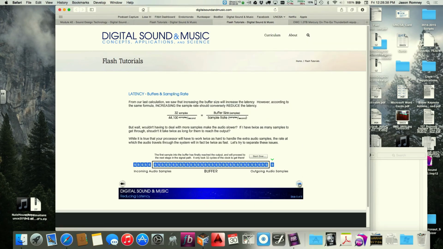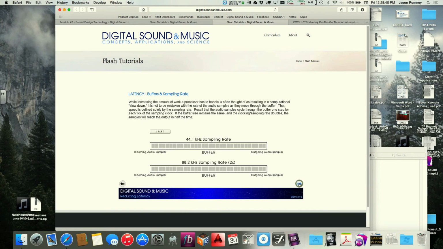But the interesting thing is, assuming you have the same size buffer, this is where I was getting at with the mixing console, you can reduce the latency by simply increasing the sampling rate, right? Then the math bears that out. If the buffer is static and the sampling rate goes up, the result is going to go down, okay? So we've just animated this, the same size buffer, but one running at 44.1 kilohertz, the other running at 88.2. The sound gets out of the buffer in half the time. So you've cut your latency in half there, just by increasing your sampling rate.